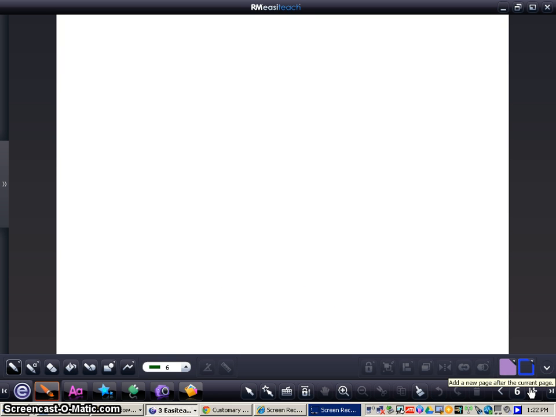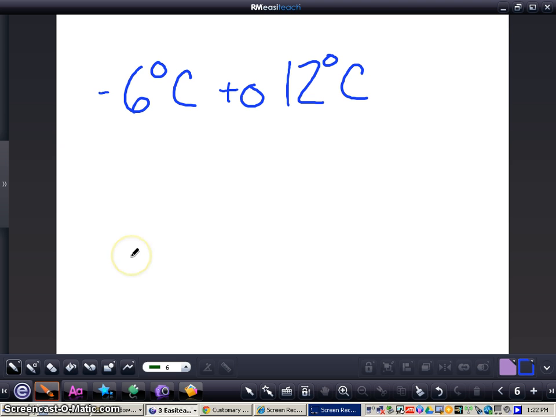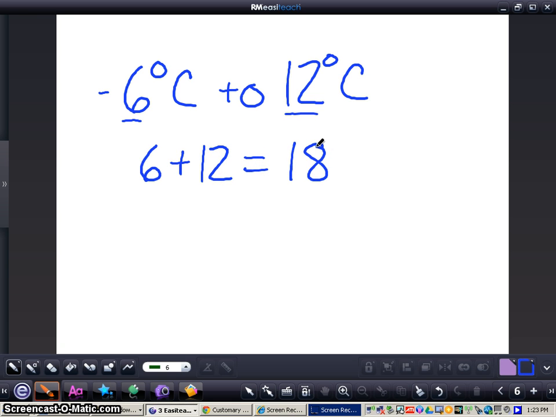Let's take a look at some more here. Okay, taking a look at one last one, we have negative 6 degrees Celsius to 12 degrees Celsius. What we can do, we can add the numbers together. 6 plus 12, that gives us 18. Okay, so since we're going from negative 6 to 12, that would be an 18 degree increase. And those are some important tips whenever you're working with temperature, whether it's Fahrenheit or Celsius.